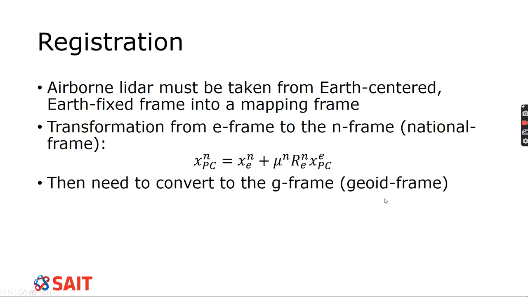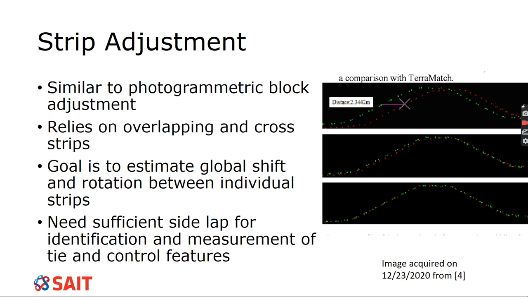I'm not going to get too hung up on this. You guys did a whole course on map projections. It's just important to know that the registration of airborne LiDAR really comes down to projecting it into a mapping frame and then shifting it to the geoid frame. Then everything should match together. Everything's already georeferenced, so the registration component should be minimal. It's only if you have extreme errors in your strips that it will cause problems. Otherwise, it just comes in already georeferenced.